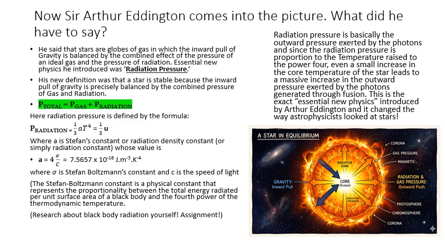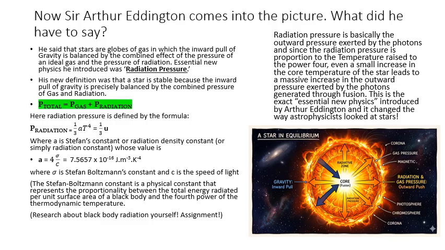So when Sir Arthur Eddington came into the picture, what was his insight that really shook stellar physics and created a new way of seeing things? What he basically did was say that stars are globes of gas, as we know, in which the inward pull of gravity is balanced by the combination of the gas pressure and the radiation pressure. So his essential new physics was radiation pressure, and we discussed it in the second slide.